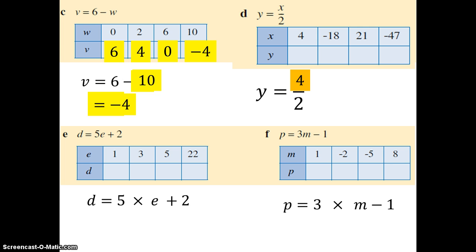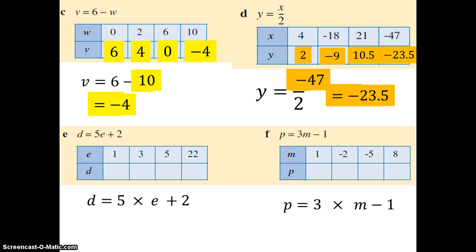4 divided by 2 gives you 2. Minus 18 divided by 2 is minus 9. 21 divided by 2 is actually 10.5. You could write 10.5 and you'll get the same. They'll both be marked correct. Minus 47 divided by 2 is minus 23.5.